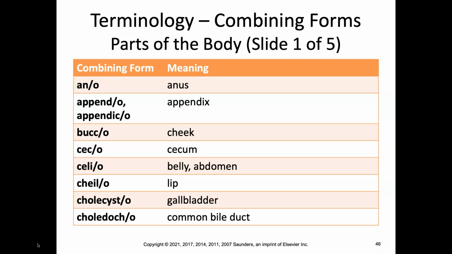Okay, so we get to combining forms here. You've got your root word and you've got your combining vowel. Together, that's your combining form, and this will tell you what it means. And the ones that I'd like to point out to you really quickly are the ones that have more than one there or that have a combining vowel of anything other than O. So just be looking for those as you go through here.